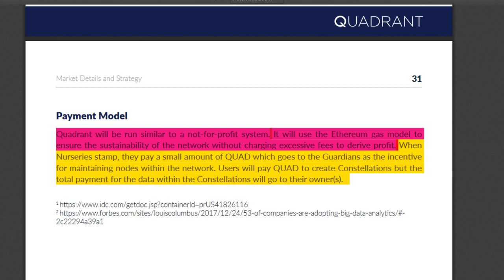When nurseries stamp, they pay a small amount of quad, which goes to the guardians. That's the people that are anchoring the chain as an incentive for maintaining nodes within the network. Users will pay in quad to create constellations. That's where you're piling all of the atomic data together into stars. But the total payment for the data within the constellation will go to the owners. That's the atomic data producers. So everybody gets a cut, but everybody, even the small guys, are getting a portion of that profit there.